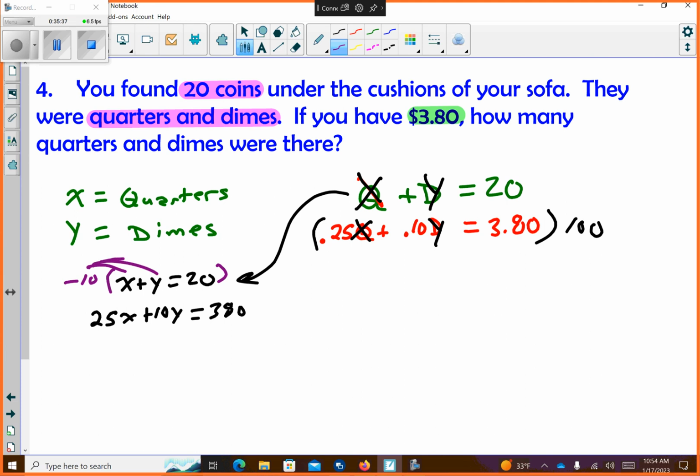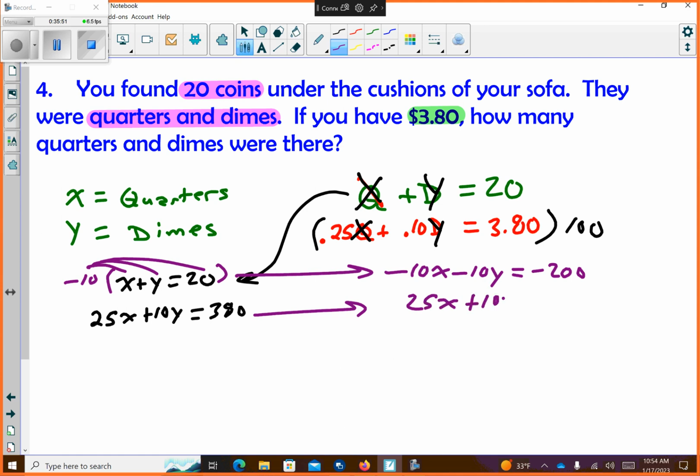Distribute here, here, and here. So the second equation stays as is. Is there something that goes away if I add these equations together now? Yeah, the y's are gone. Okay, so I get 15x because 25 minus 10 is 15. Is equal to 380 minus 200 is 180.